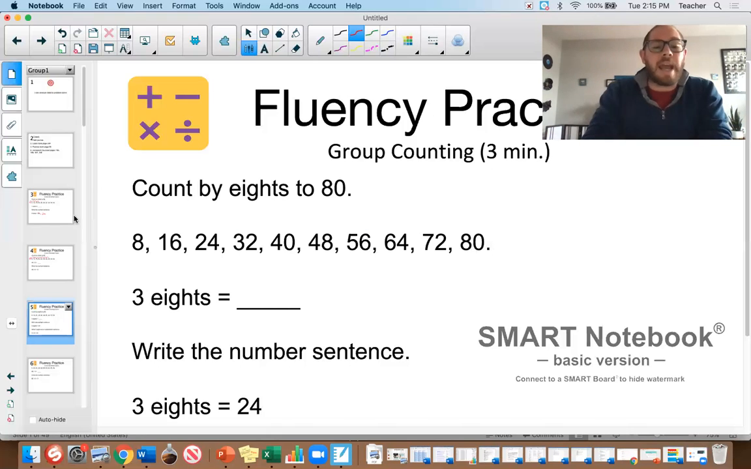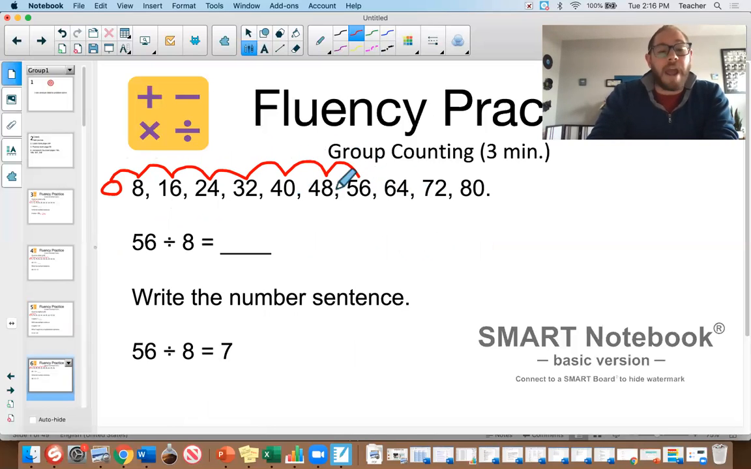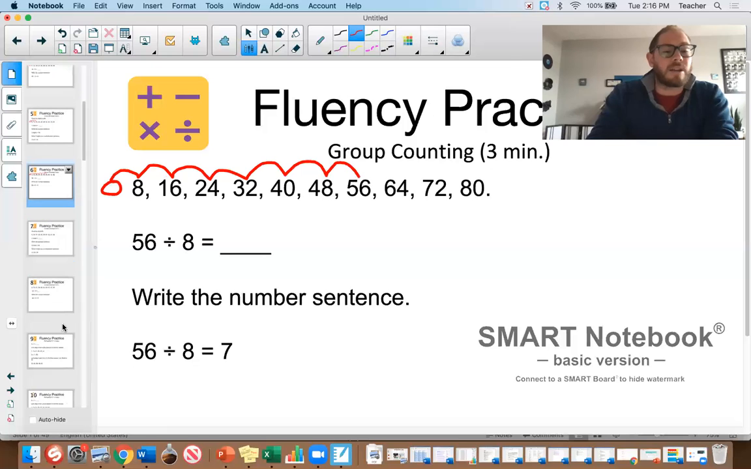All right, 3 8s. I'm going to start with my 0, and I'm going to do my jumps. Count with me. 8, 16, 24. I made my 3 jumps. 3 8s is 24. Now they want us to divide. I'm going to draw my 0. We're going to start at 56. Let's count backwards. 56, 48, 40, 32, 24, 16, 8, 0. And 56 is 7 jumps of 8. So 7 groups of 8 is 56. 56 divided by 8 is 7. All right, let's go to our next screen.